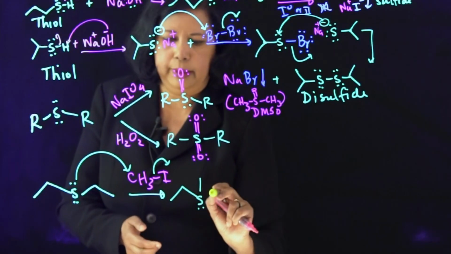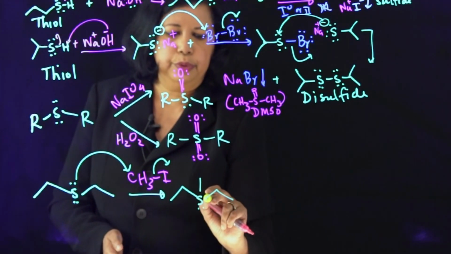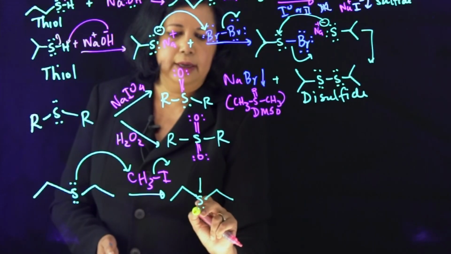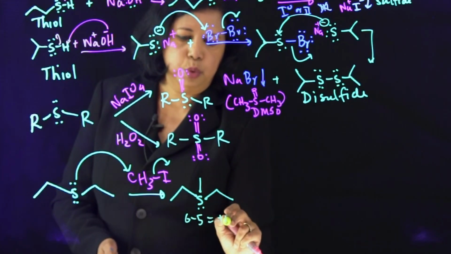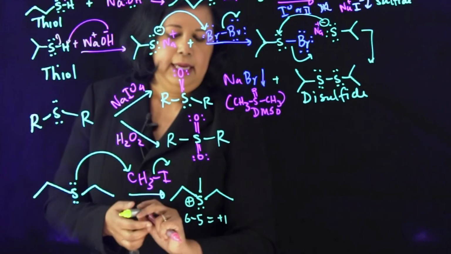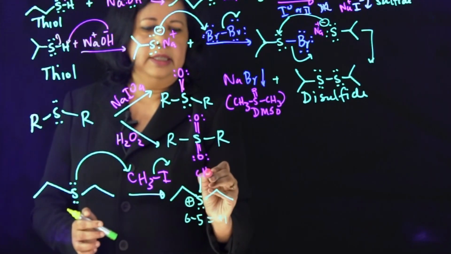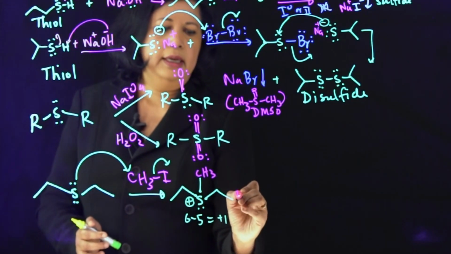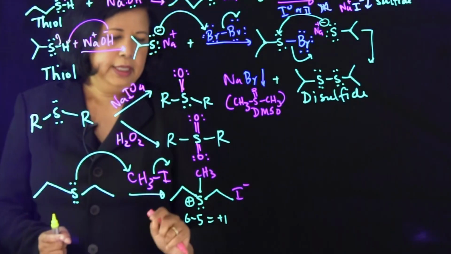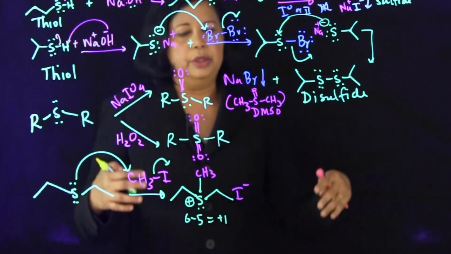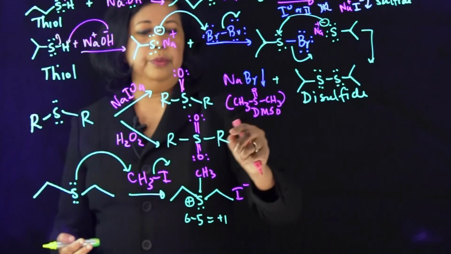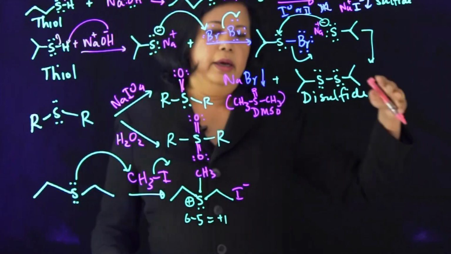You lost a lone pair, and so now you're 1, 2, 3, 4, 5. 6 minus 5 is a +1 oxidation state. And so that's an intermediate. That's really not a final product. And so you have an I minus there. So this intermediate can then be used for putting a methyl group on other groups.